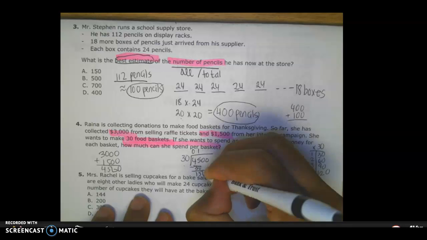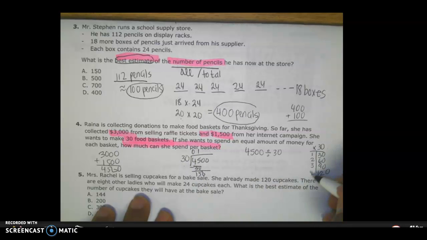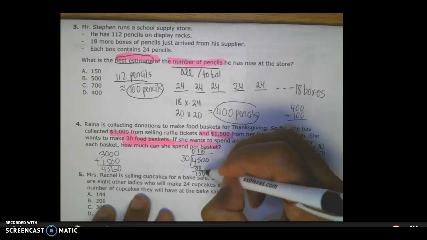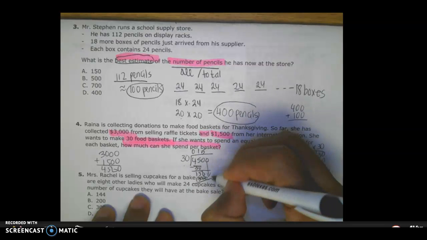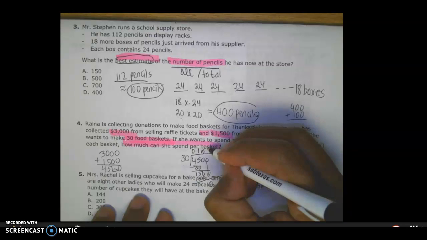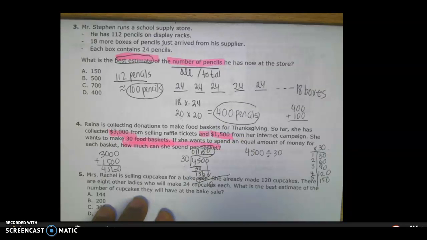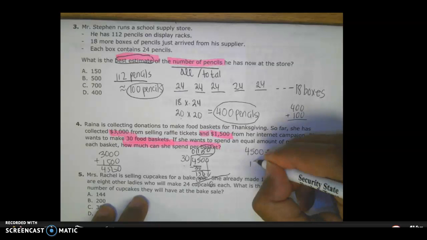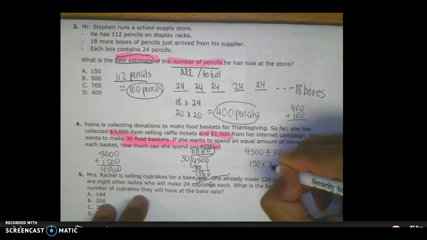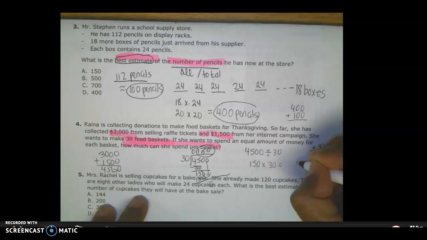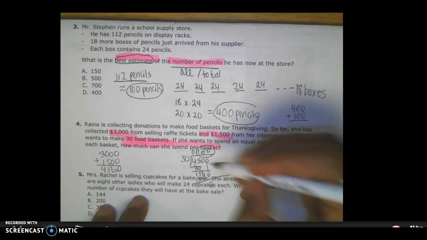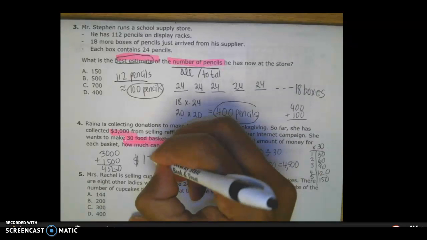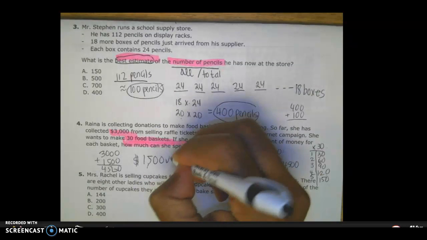And you subtract 150. 30 goes into 150 five times. Bring down your 0, 0 goes into 30 zero times. So she can spend $150 per basket, and you can check it by multiplying 150 times 30. You have 2 zeros. 15 times 3 is 45. So this answer is correct. Okay.